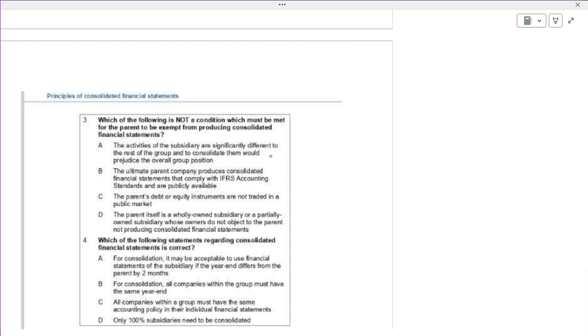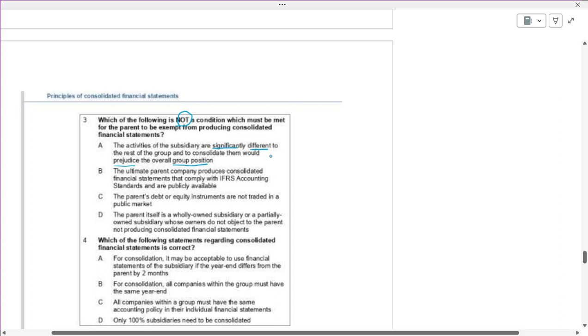Which of the following is not a condition which must be met for the parent to be exempt from producing consolidated financial statements? Is it that the activities of the subsidiary are significantly different? Yesterday we covered a similar question in the mock exam. The activities of the subsidiary are significantly different to the rest of the group and to consolidate them would prejudice the overall group. See, whether they are significantly different or not doesn't matter.